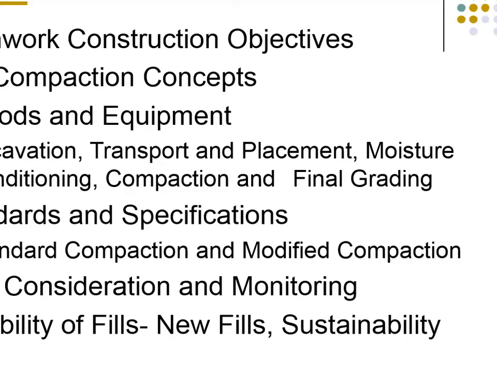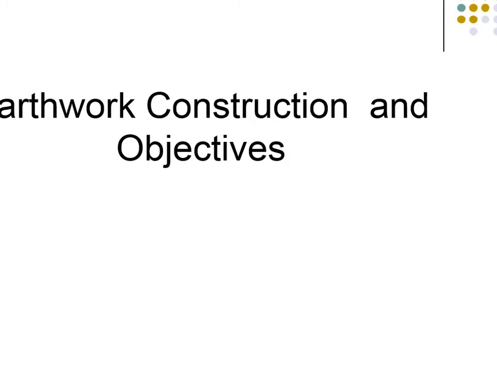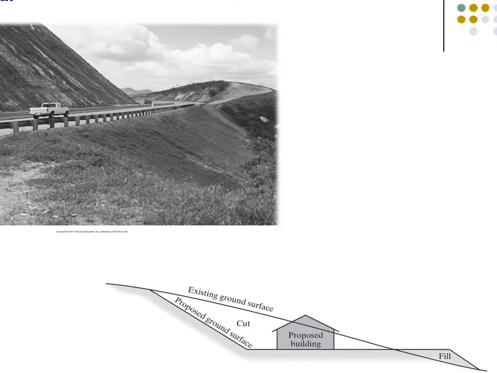So let's start with earthwork construction and objectives. It's not recent that we are placing fills and removing fills. If we look at the sketch here, in order to build a structure right here, we need to remove a certain amount of soil, which can be any kind of soil. And if that soil can be placed right here as a fill and compacted, that would be the most wonderful case. But many times we have to check whether this cut material is suitable as a fill material. And it depends on this fill material. This fill has to be stable.